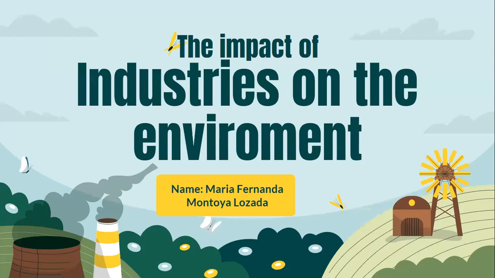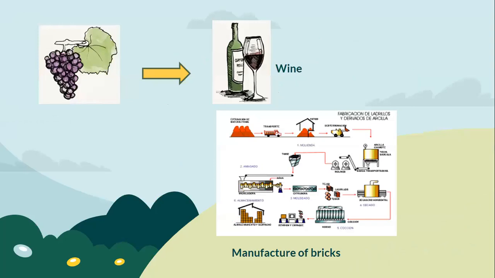The impact of industries on the environment. Industries are those that transform raw material into products. For example, in this case, the grapes would be raw material and wine would be the final product. Another example is the manufacture of bricks.